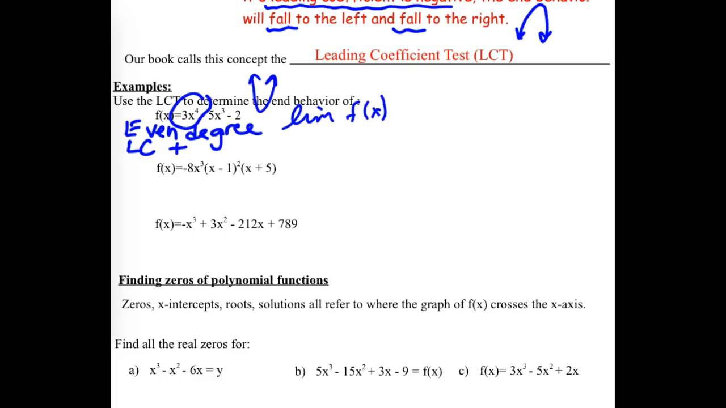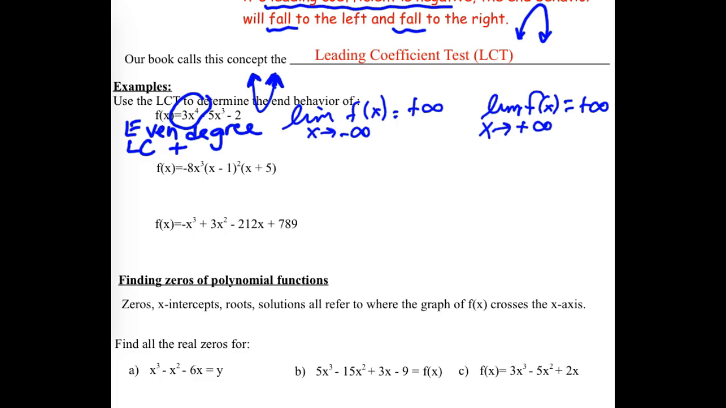So I would look at it as if it was a regular opening up type of parabola. So the limit of my function as x approaches negative infinity is positive infinity. On the left, my arrow is pointing up. The limit of my function as x goes towards positive infinity, so as I move to the right, again, my arrow is pointing up, so I'm headed towards positive infinity. Okay?